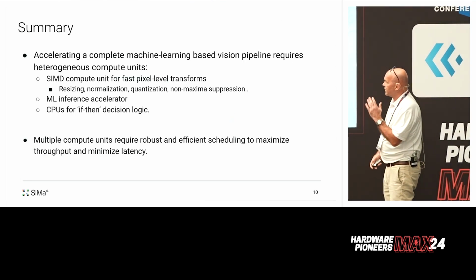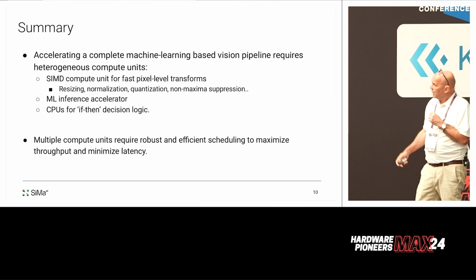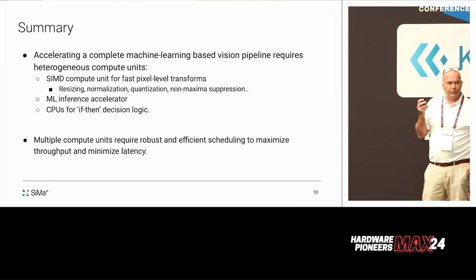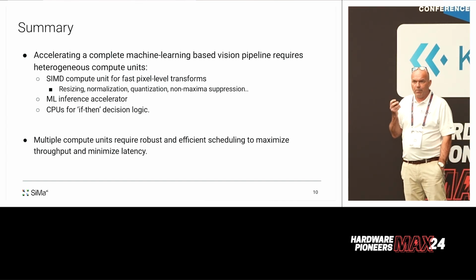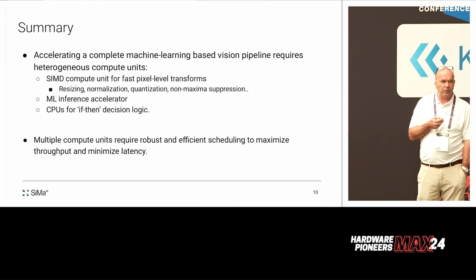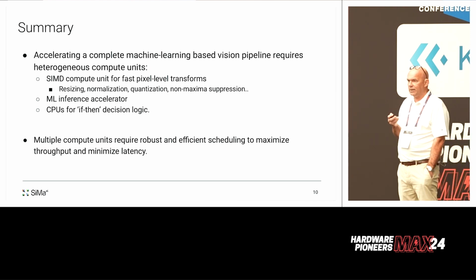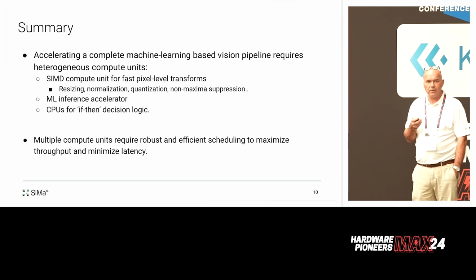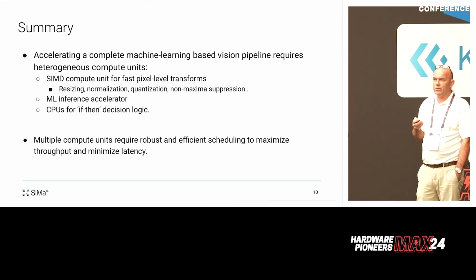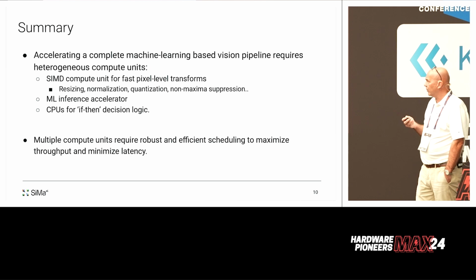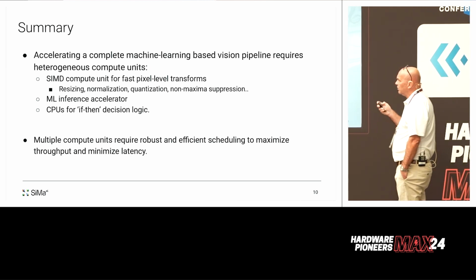So just to kind of sum up, accelerating a complete vision pipeline can't be done just by accelerating the model. You have to accelerate everything in that pipeline. And it can't be done with just an accelerator and a generic CPU. You will need some form of dedicated vision processor to work on those images at a higher level.